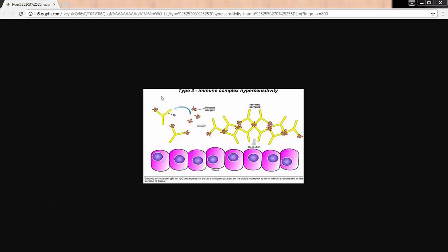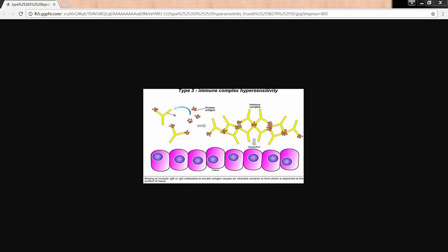So here's a quick visual on a type 3. What's happening here is we have an antigen that's free-floating. So in a type 2, the antigen is attached to a cell. In a type 3, the antigen is simply floating throughout the body somewhere, so it's not actually attached to anything. Like a leaf floating through the air as opposed to a leaf attached to a tree is like the difference.